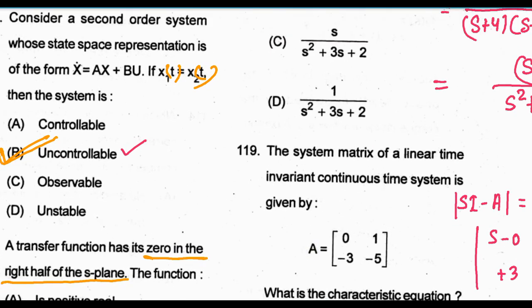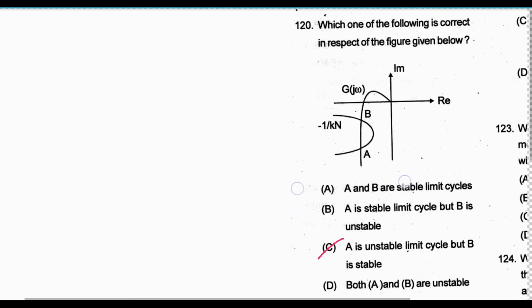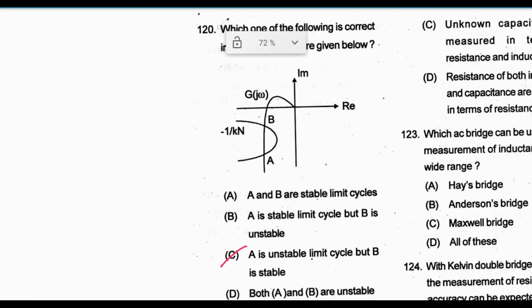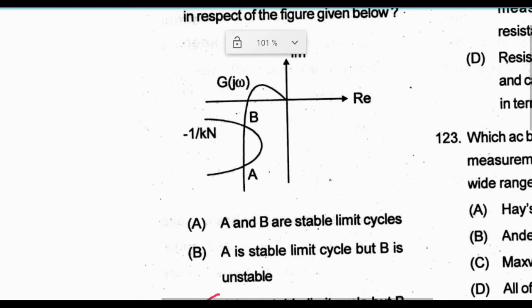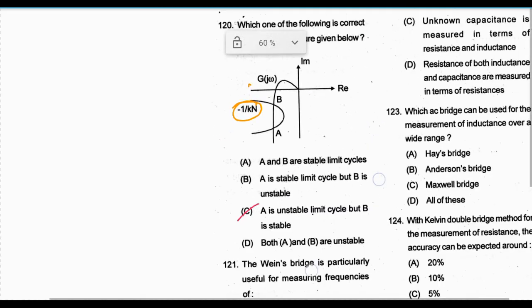So next question, question number 120. This is the last question of this session. This question is given, which of the following statements is correct in respect of the figure given below. So here is the figure given, and this is given that j omega, and minus 1 by k. I don't know what this is, and I don't know what the options given are also.